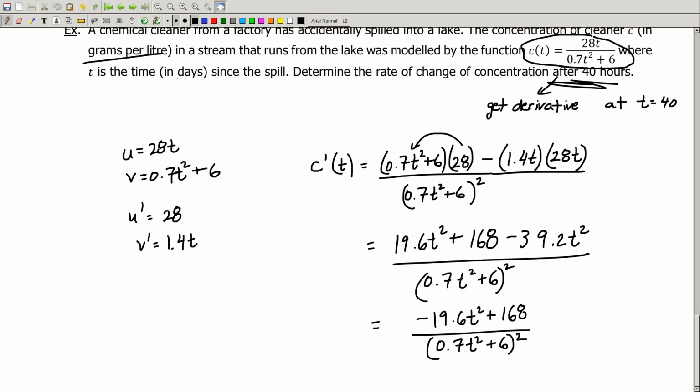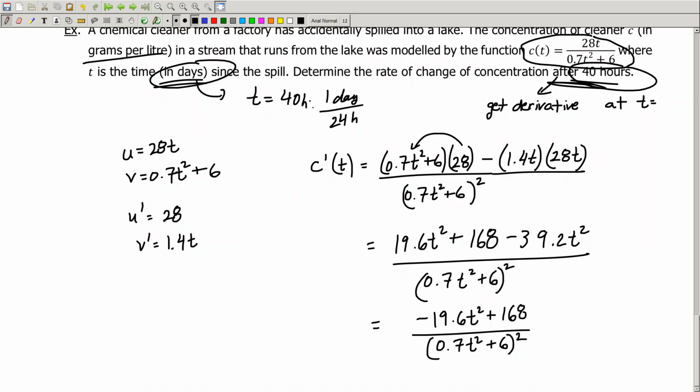Actually, I made a little error, right? Because 40 hours is a different unit than the t in the question. t in the question is in days. So what I would have to do is not plug in t equals 40, but plug in a converted time value. So not t equals 40, but t equals 40 times 1 day over 24 hours.